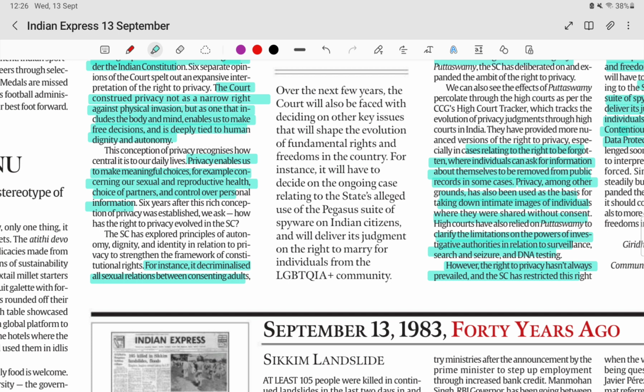Through this Puttaswamy case, judgments also came in other cases, which extended the right to privacy to some other sectors. Like we know, adultery was decriminalized in India, so that they can choose freely without others involving themselves in family matters. That is the privacy of their own family. That is also an important judgment.